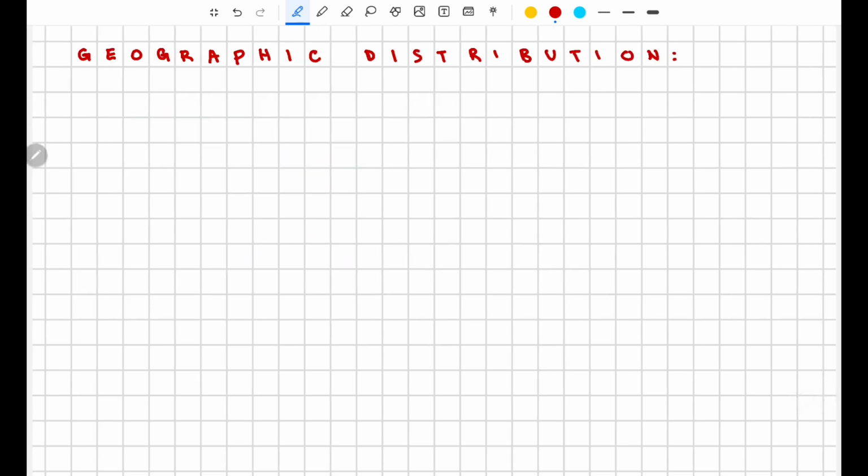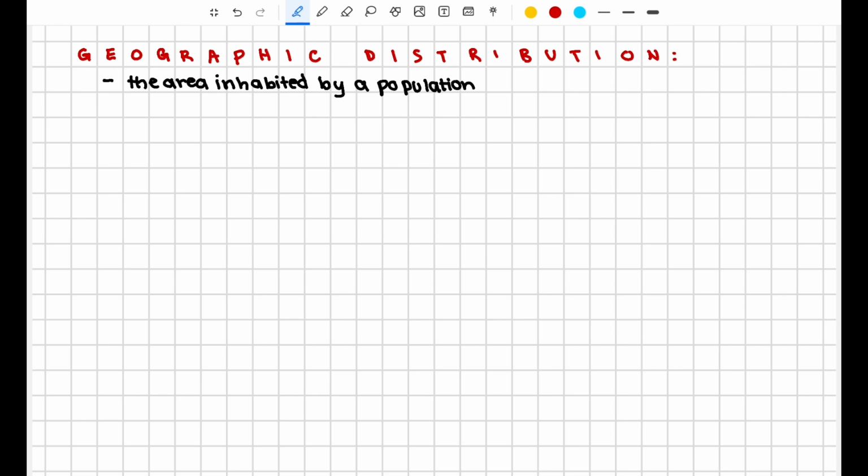The next characteristic we're going to be talking about is geographic distribution. And this one is actually very simple. The definition is basically its name. Geographic distribution, think of geography, how the species is distributed in that geography. So it basically tells us the area that's inhabited by a specific population. So you can think of it as a range of the area that a specific species populates.